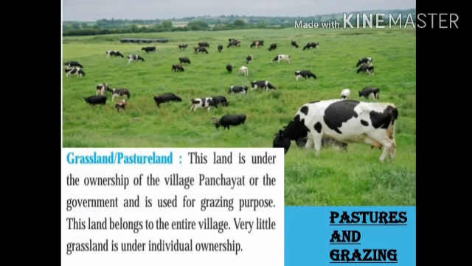Grassland, pasture land. Grassland means the land which is under the ownership of the village panchayat or the government and is used for grazing purposes. Grazing means where the animals, we can see the picture, the cattle, go to eat the grasses. This land belongs to the entire village. Very little grassland is under individual ownership. Means this land is under village ownership or government ownership, which is kept separately for grazing of the cattle.